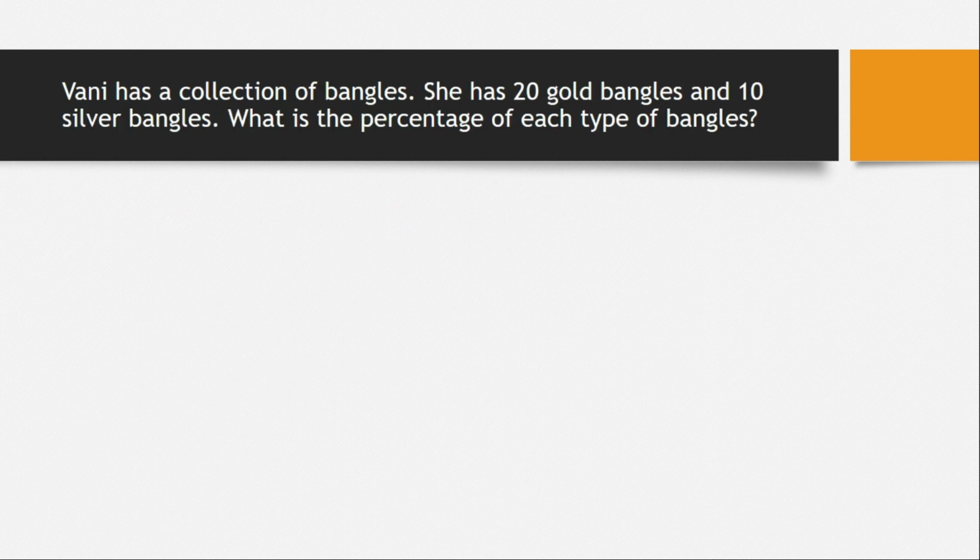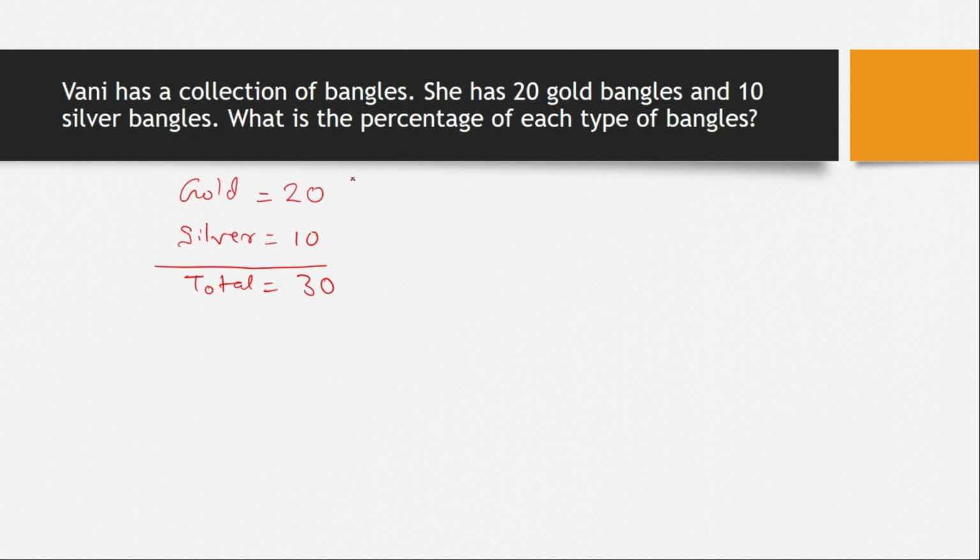Next question is, Vani has a collection of bangles. She had 20 gold bangles and 10 silver bangles. What is the percentage of each type of bangles? So how many gold bangles does she have? 20. How many silver bangles does she have? 10. Then total bangles is 30. What we need to find out? What is the percentage of each type of bangles?